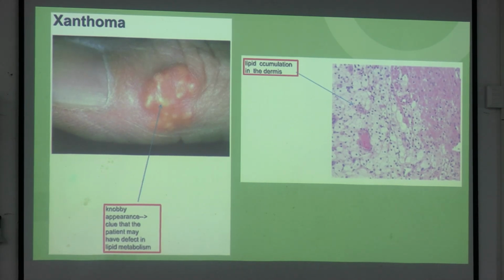তাহলে this is called xanthoma. This is the gross or macroscopic picture we can see through the naked eye, and this is the microscopic picture.